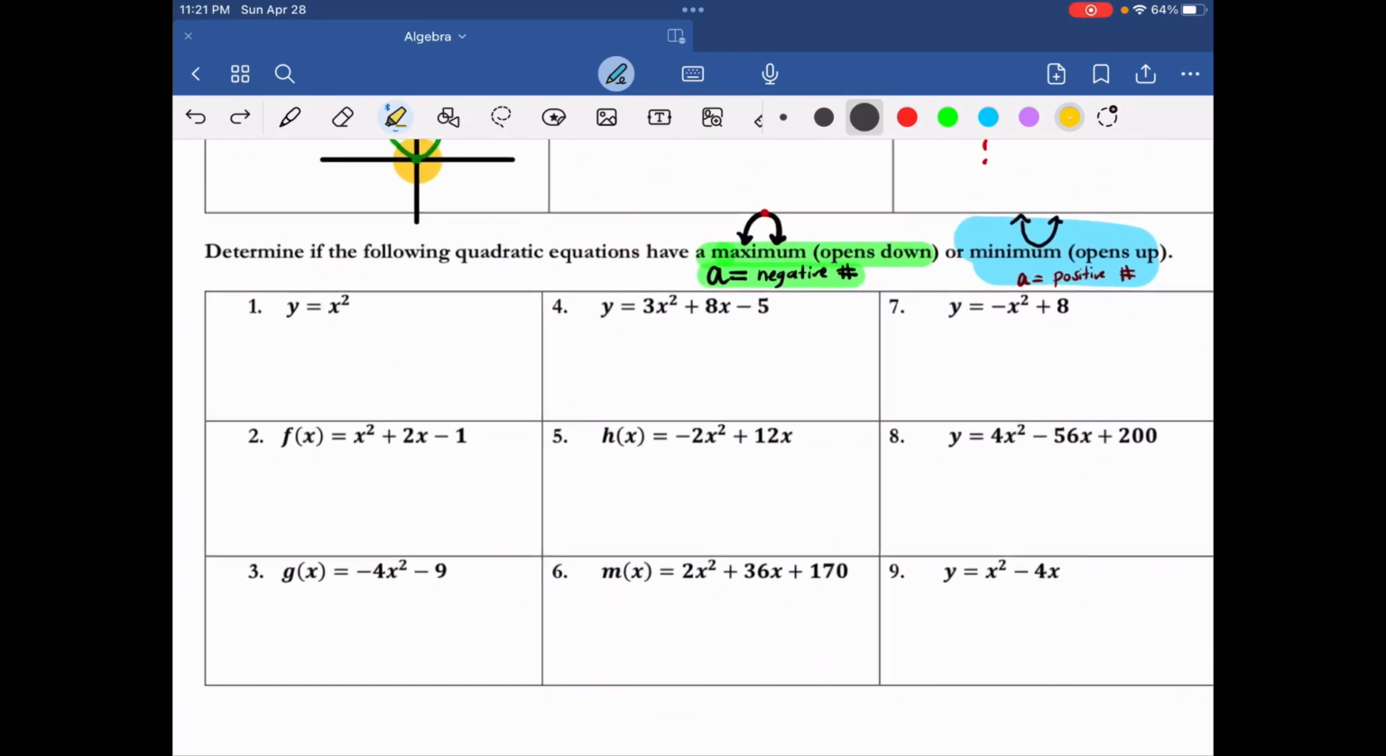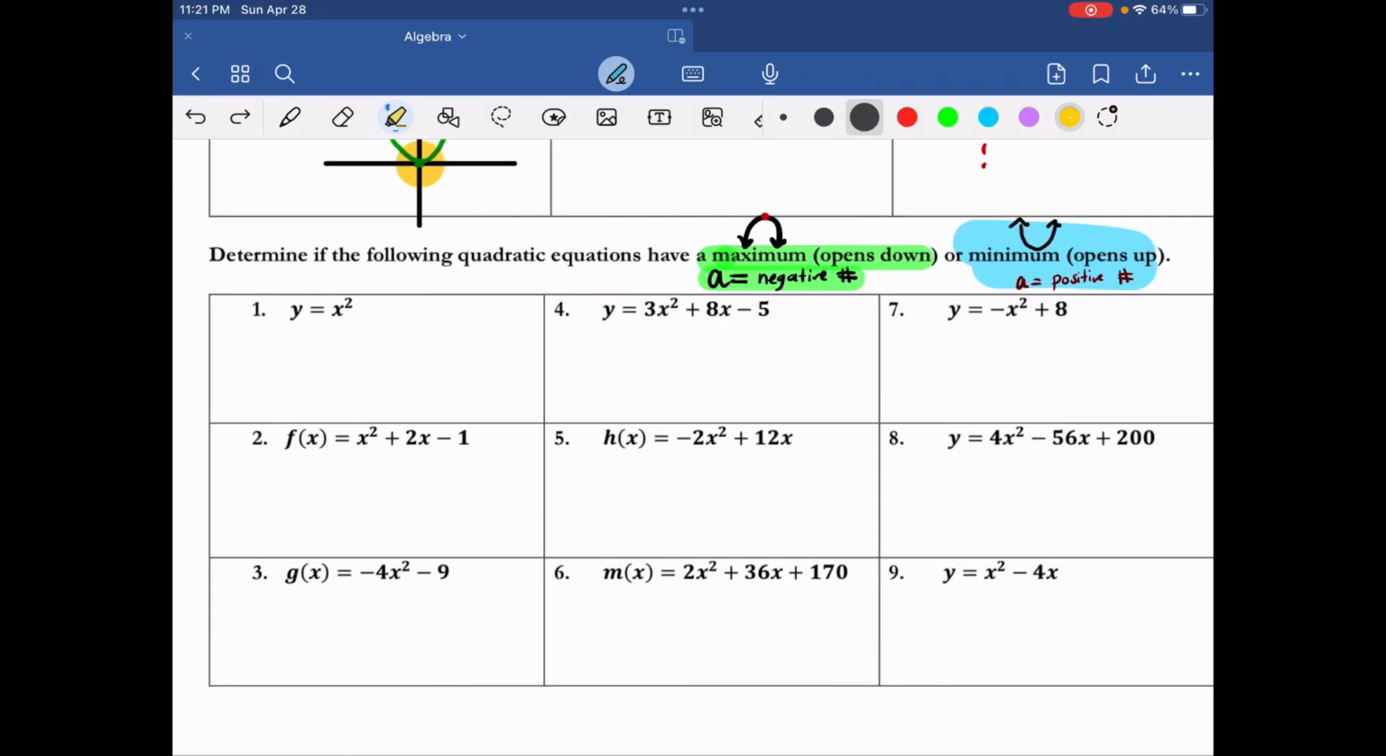So for the bottom, now the actual problems, here you guys are going to look at all the equations, and really fast you just tell me if they make a U, a parabola that's going up, or if it is upside down. That's really it. Okay, how would you know that?